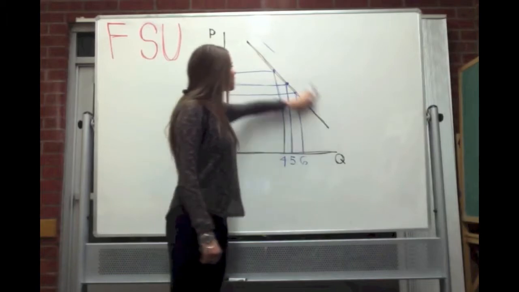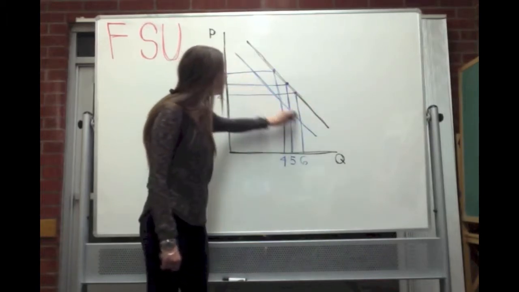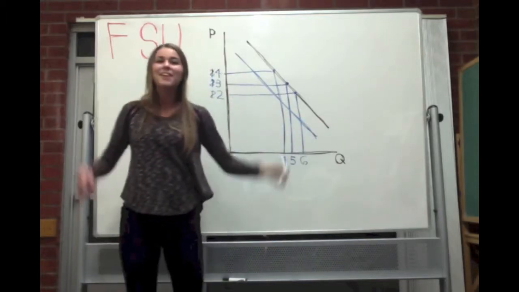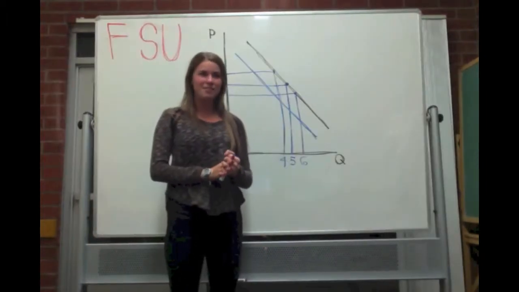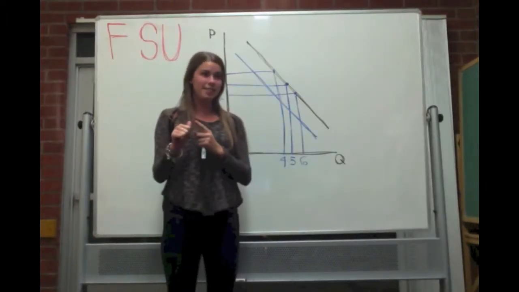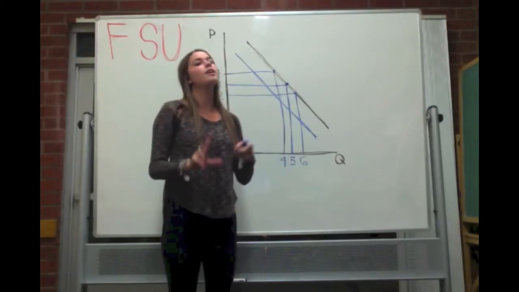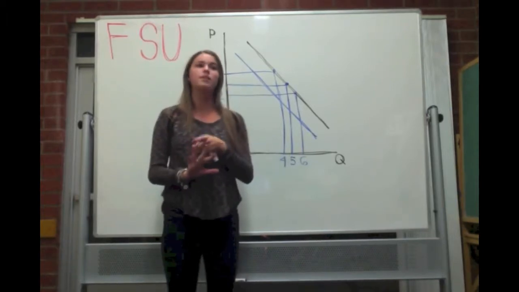Can someone explain to me what a shift in the demand curve over here would be? Okay, let's go over demand shifters. So the 5 demand shifters are consumer tastes and preferences, price of related goods and services, demographic characteristics, buyer expectations, and consumer income.